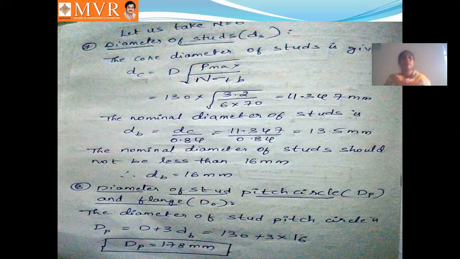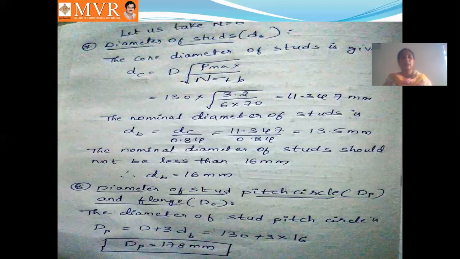Next, diameter of studs. Diameter of studs means ds. The core diameter of studs is given by dc is equal to d root of p max by n sigma tb. Okay, dc is equal to d root of p max by n sigma tb, which is 130 into 3.2 by 6 into 70. Substitute all the values that they have given in the question. We find out the diameter; the maximum pressure they have given in the question.